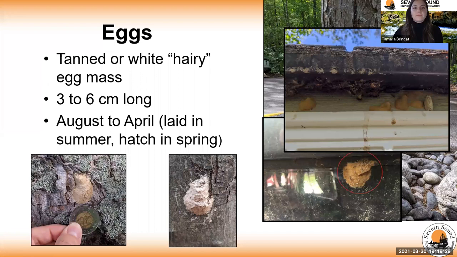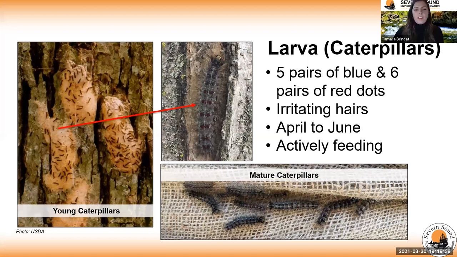So the next stage is caterpillars. As I said, caterpillars typically hatch around April to May, and they're in their caterpillar stage from around this time to mid-July. This is when they're actively feeding. They're feeding on the leaves of trees and shrubs, and one caterpillar can eat up to 1 square meter of leaves.